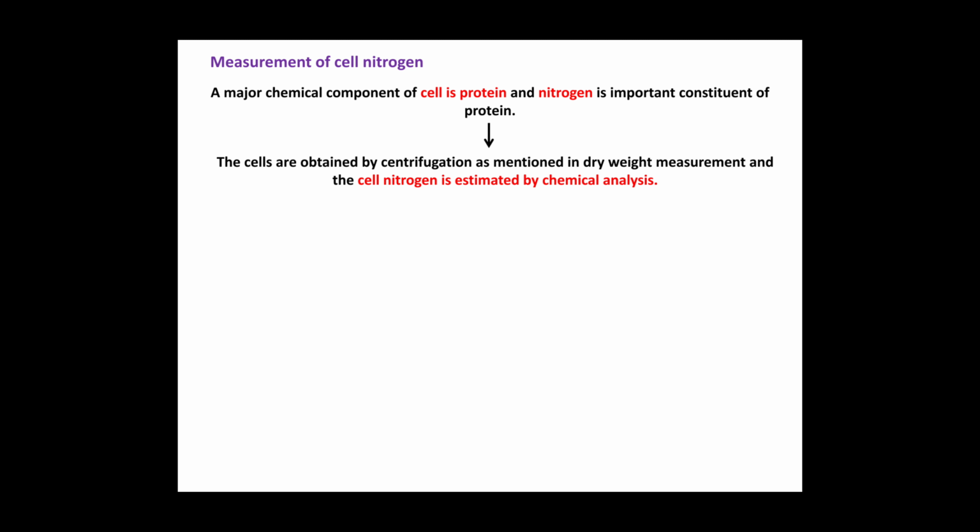Then the next method is measurement of cell nitrogen. A major chemical component of the cell is protein, and proteins are made up of amino acids, which contain nitrogen. The cells are obtained by centrifugation as mentioned in dry weight measurement, and the cell nitrogen is estimated by chemical analysis. By performing the chemical analysis of nitrogen, we calculate the nitrogen content in the dry weight of cells. This method is useful for dense suspensions.